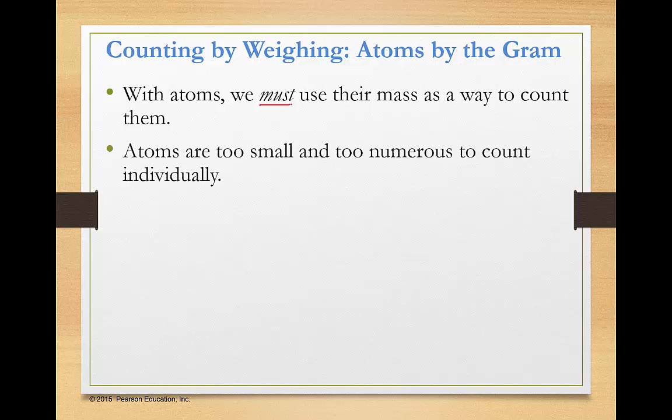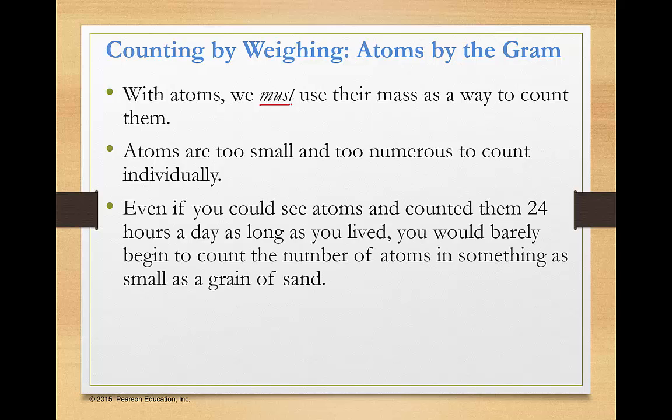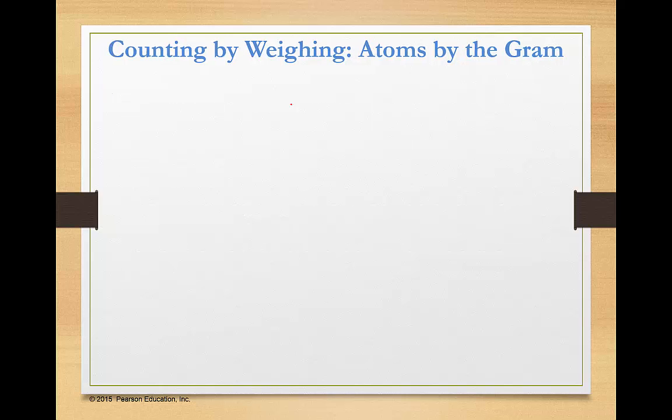Atoms are just too small, too many of them for us to count. So even if you could see atoms and you counted them as fast as you could, 24 hours, 7 days a week for the rest of your life, you wouldn't even make a dent in the number of atoms there are in something as small as a grain of sand. We have to be able to use their mass to quickly multiply up. And we'll see kind of why that is later. There's going to be a challenge question I'm going to have you look at that I think will really kind of bring that home, how big these numbers are that we're going to be dealing with because of how small the atoms are. All right, so let's go to counting our atoms, or counting them by the gram.